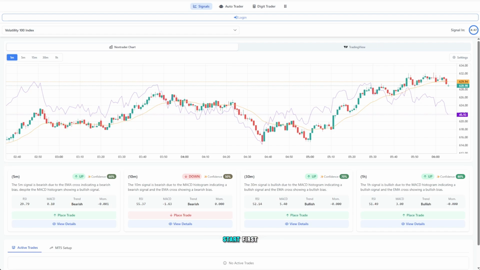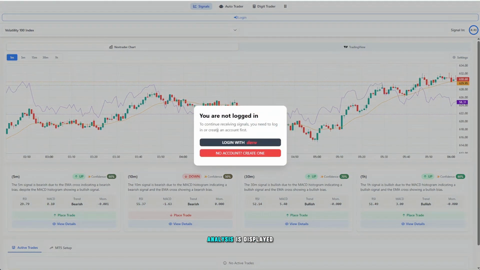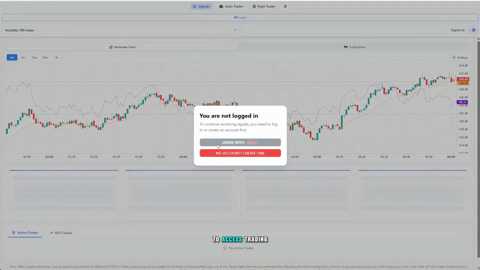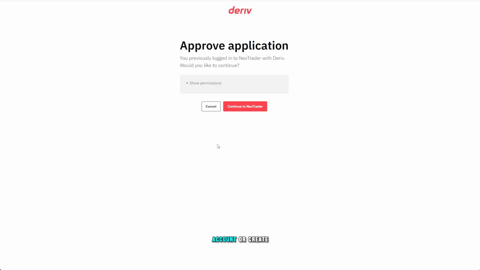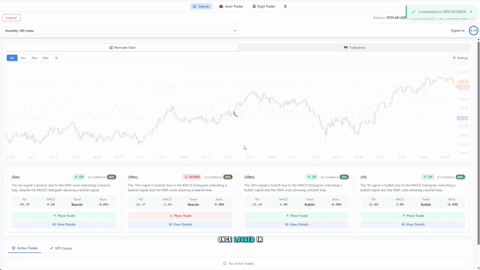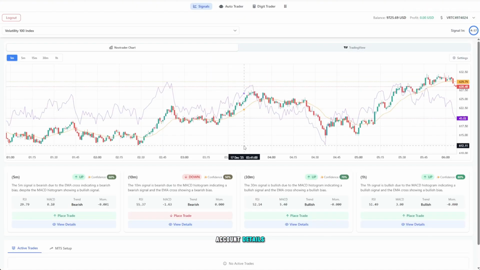Let's start. First, open the NextRader website and go to the Signals section. This is where all live market analysis is displayed. To access trading signals, you must log in. Log in using your Deriv account or create a new one if you don't already have an account. Once logged in, your balance and account details will appear at the top of the screen. Now the platform is fully unlocked.